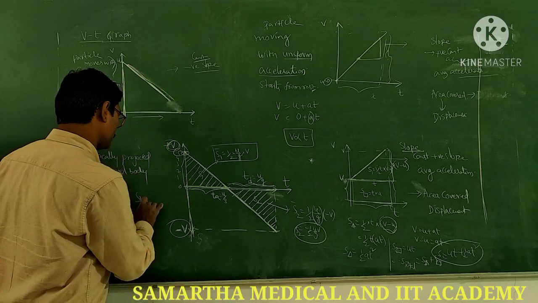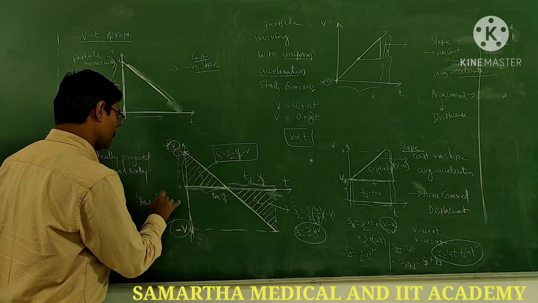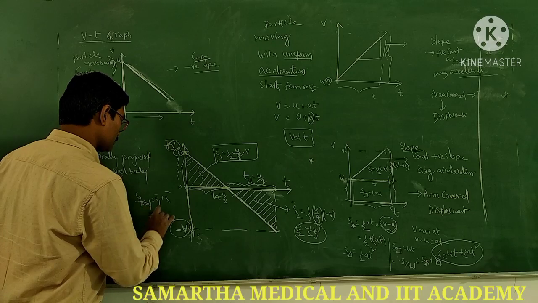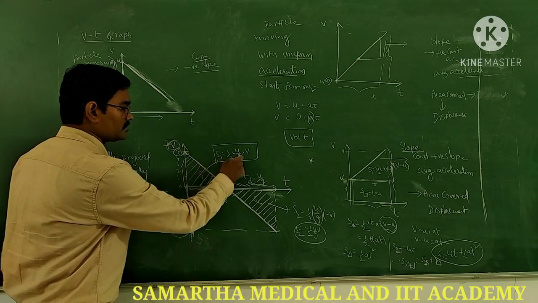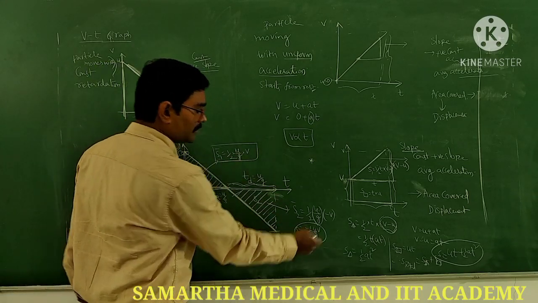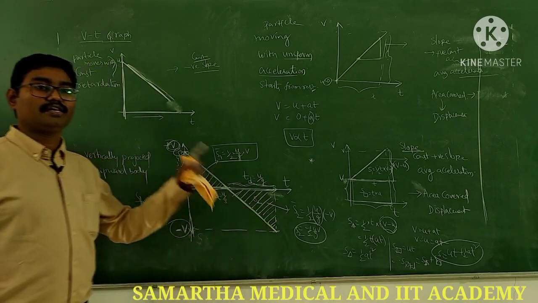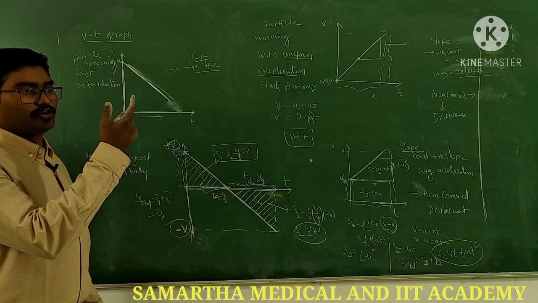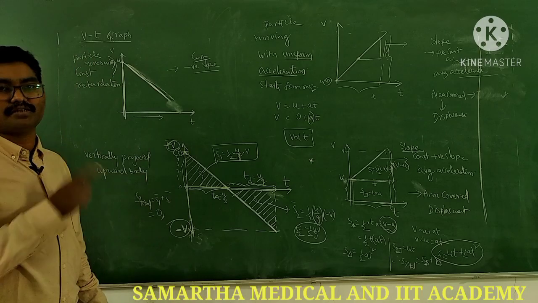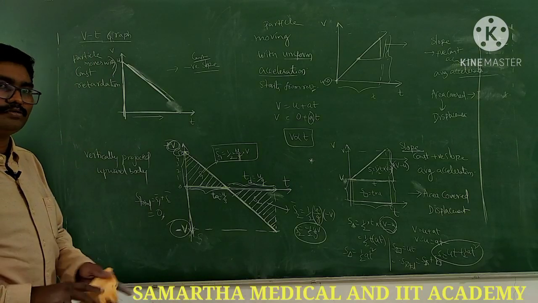Here S total is equal to S1 bar plus S2 bar. So, 0. This is plus, this is minus. This is a plus value, this is a minus value. You will get net 0. That is why a body vertically thrown upward has displacement 0. Understood? Yes, sir. Very good.